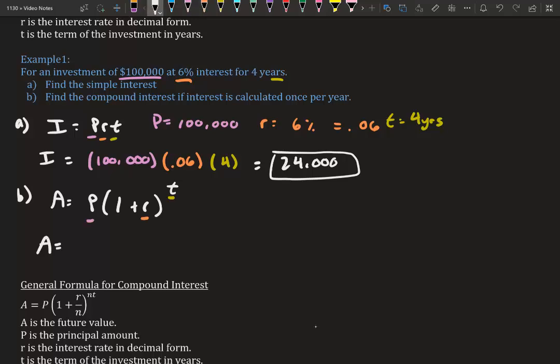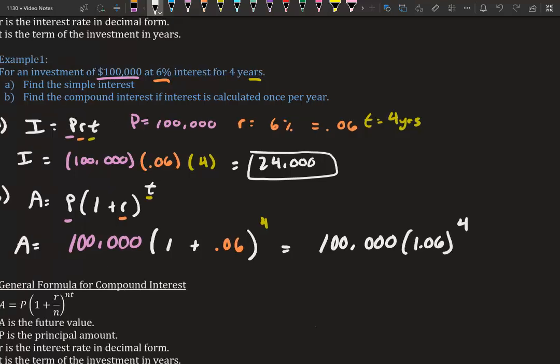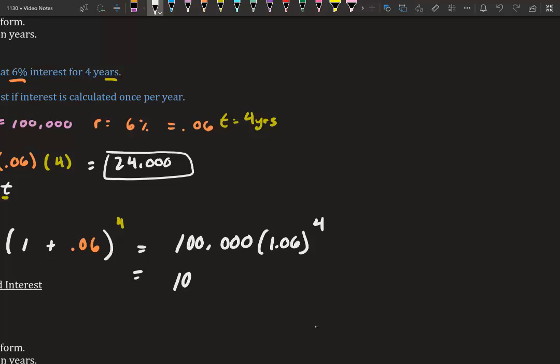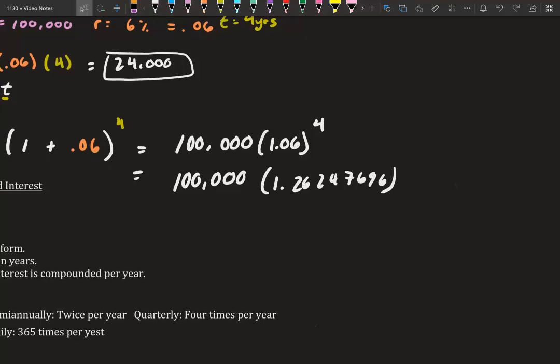So our total investment that we get back is going to equal 100,000 times (1 plus R, which is 0.06), to the power of T, which is 4. Alright, so we have 100,000. 1 plus 0.06, that's 1.06 to the power of 4. 1.06 to the power of 4. That is 1.262476696. Do you notice I don't round anything? I write down every decimal.